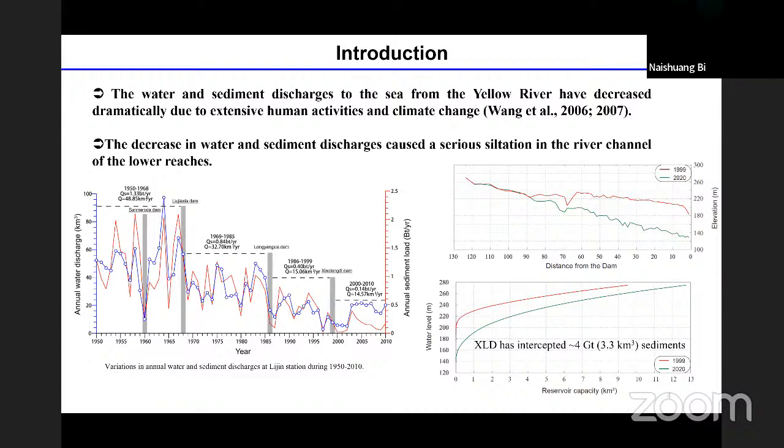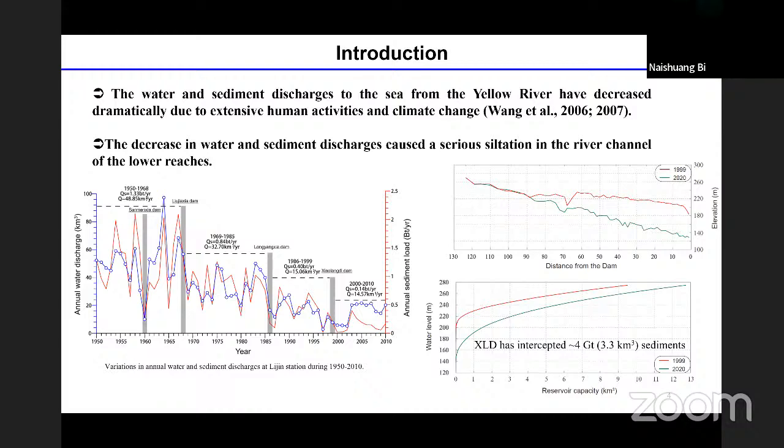The Xiaolangdi Dam went into operation in 1999, and it enhanced this decrease in sediment load because the reservoir has already intercepted around 4 billion tons of sediment. This occupies about 3.3 cubic kilometers, accounting for around 25% of the storage capacity of the Xiaolangdi.